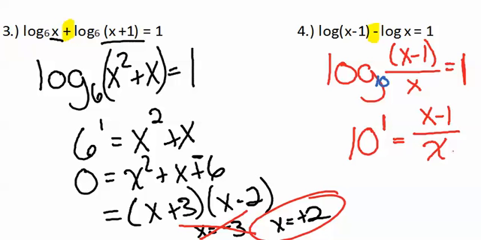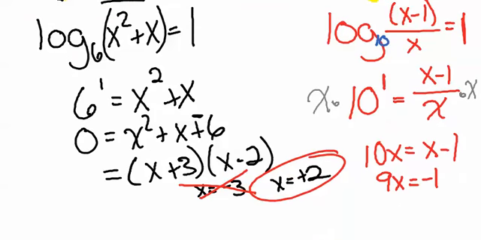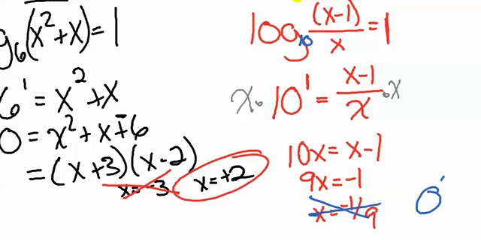From here, what we can do is we're going to try to solve x. So what we're going to do is multiply by x on both sides to get it out of the denominator. And you get 10x equals x minus 1. I'll then get 9x equals negative 1, and x equals negative 1/9. Because it's negative and it doesn't work, and there is no other solution, we simply do not get a solution for this equation.